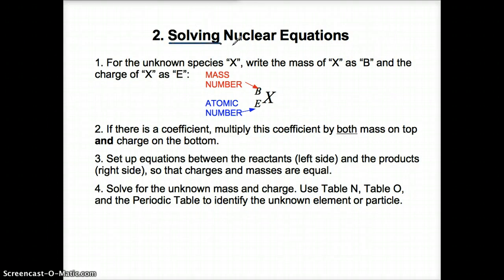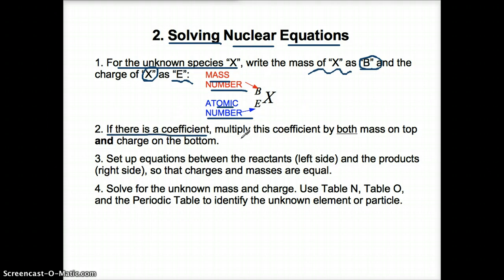Now let's go over how to solve nuclear equations. First of all, if you have an unknown species in the reaction like X, or if it's blank, you have to write the mass of X, or the unknown species, as B on the top left, and the charge or atomic number of X as E on the bottom left. So you should have X for the unknown with a mass number, or top left number, of B and an atomic number, or bottom left number, of E. Now for any unknowns or anything else in the equation, if there's a coefficient in front of any of these species, then you have to multiply this coefficient by both the mass on top and the charge on the bottom, which you'll see in a minute.